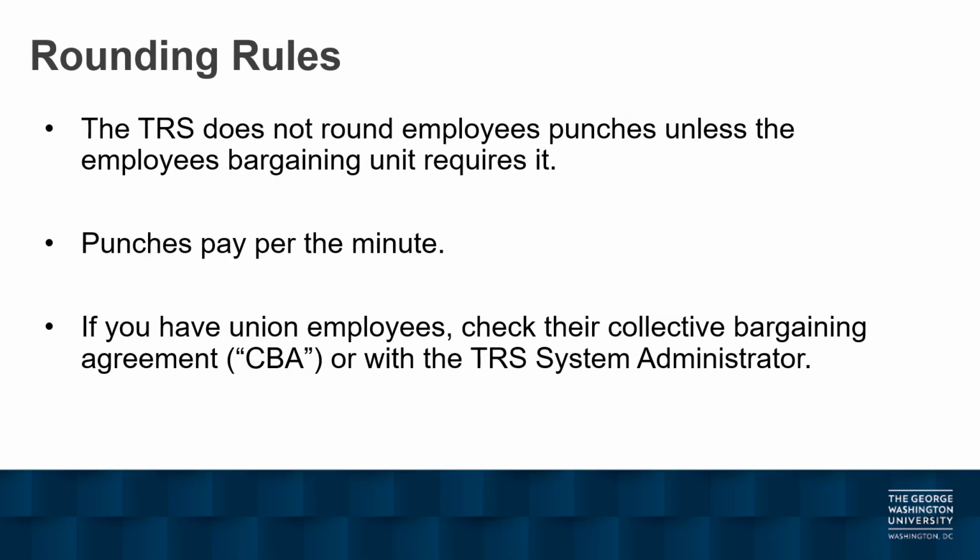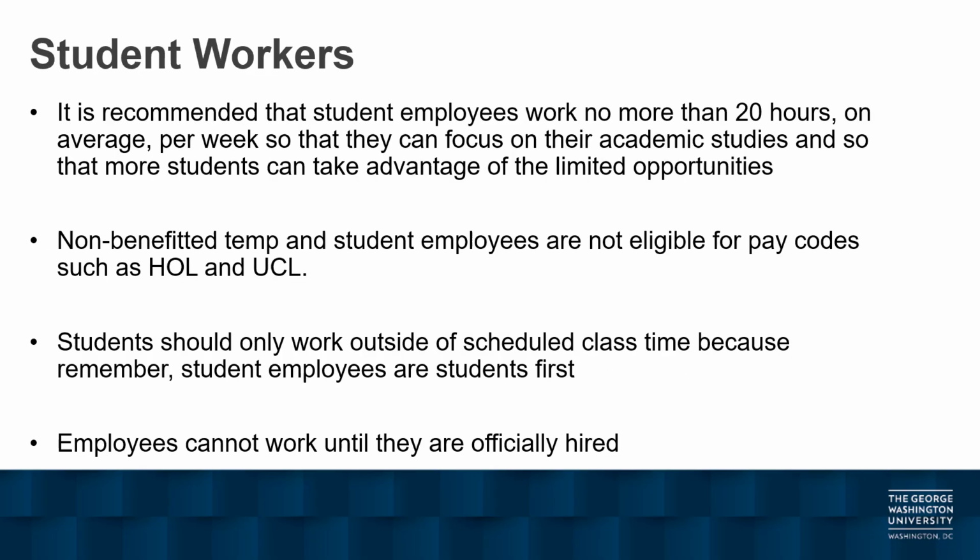Rounding rules. The TRS does not round employee punches unless the employee's bargaining unit requires it. Punches pay per the minute. If you have union employees, check their collective bargaining agreement or with the TRS system administrator.